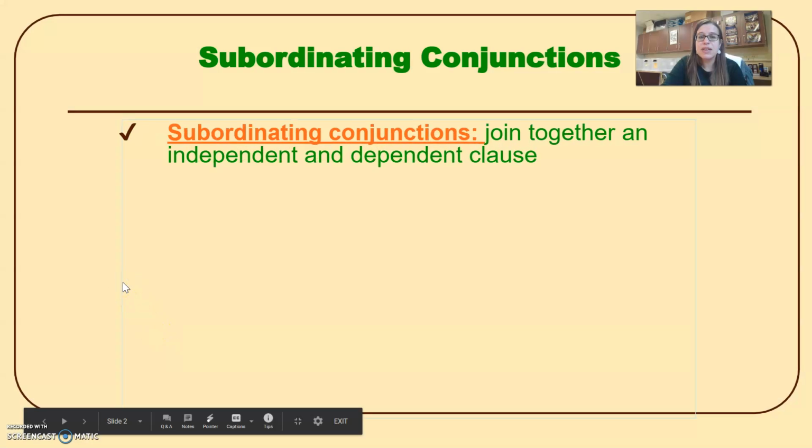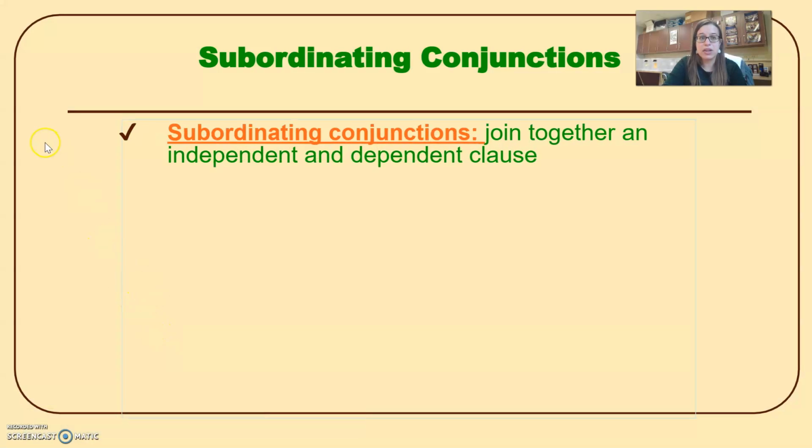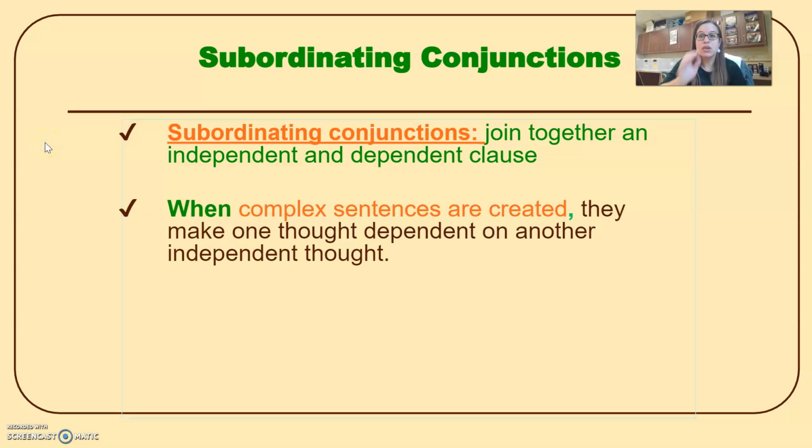So we're going to talk about subordinating conjunctions. That's what although is. So subordinating conjunctions join together an independent and a dependent clause. So without these conjunctions, you don't have your complex sentence. So looking at the second check mark, when complex sentences are created, comma, they make one thought dependent on another thought.